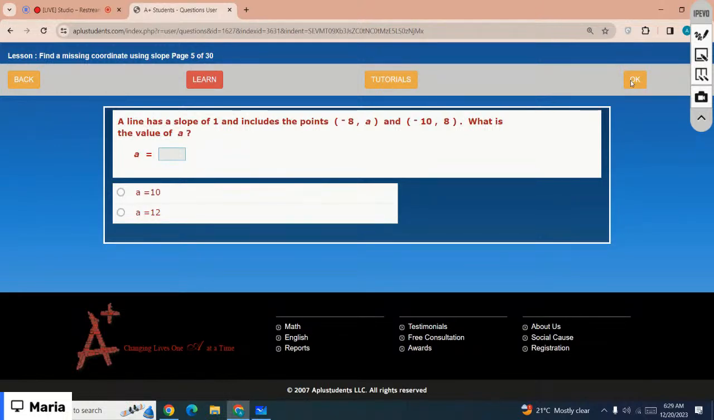Okay, the next one is a line has a slope of 1 and includes the points negative 8, a and negative 10, 8. What is the value of a? So, which is the correct option?